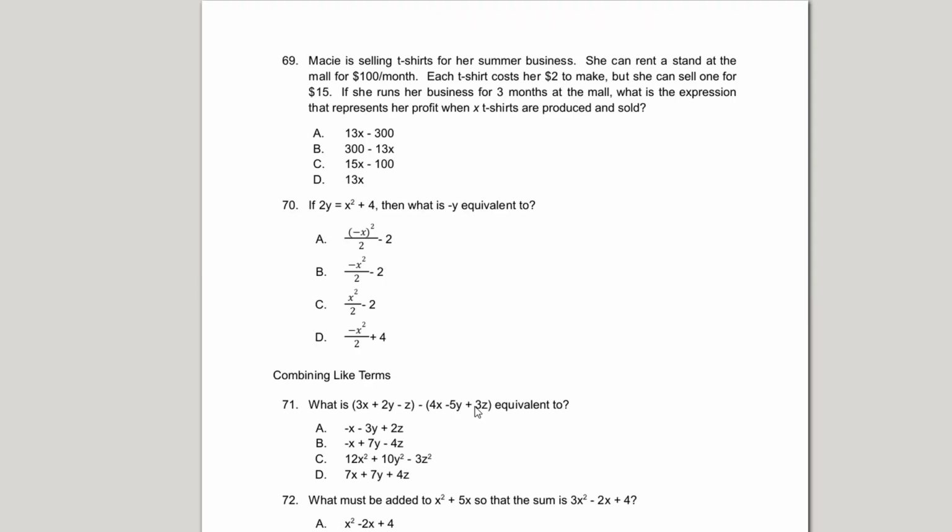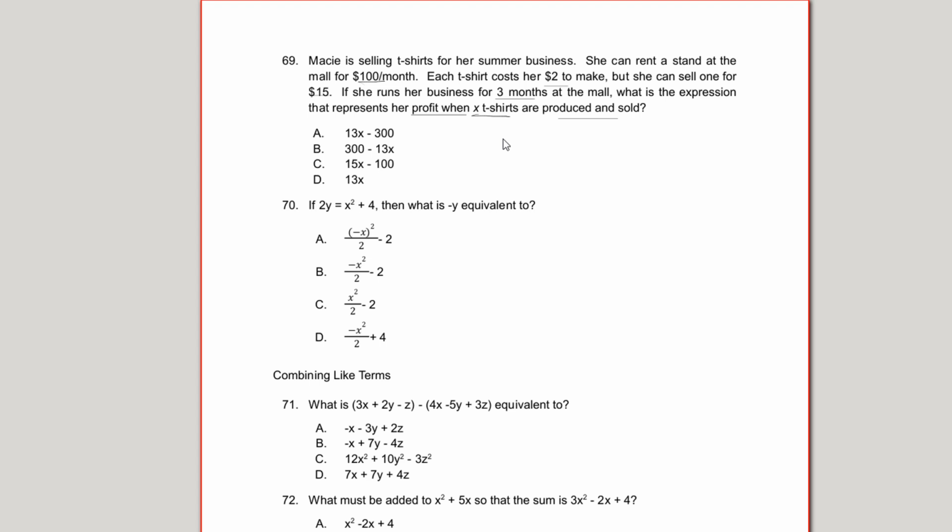Question 69 said Macy's selling t-shirts for her summer business. She can rent a stand at the mall for $100 a month. Each shirt costs her $2 to make, but she can sell one for $15. If she runs her business for 3 months at the mall, what is the expression that represents her profit when x t-shirts are produced and sold?